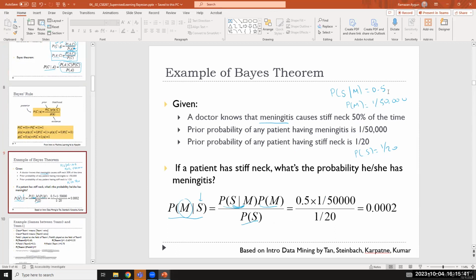Then you put in the values: 0.5 times 1/50,000 divided by 1/20. You get 0.00002. Okay, don't panic. Having a stiff neck doesn't mean that you have meningitis. It's a very low probability. A stiff neck may have many different causes, not meningitis. Does it make sense?